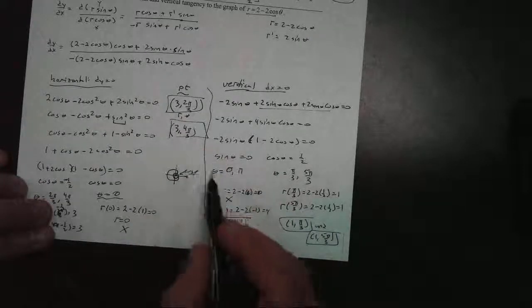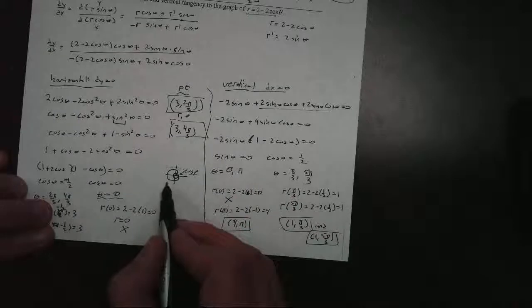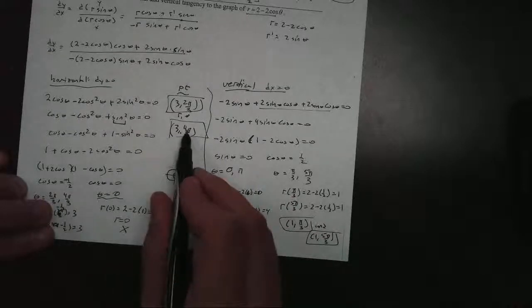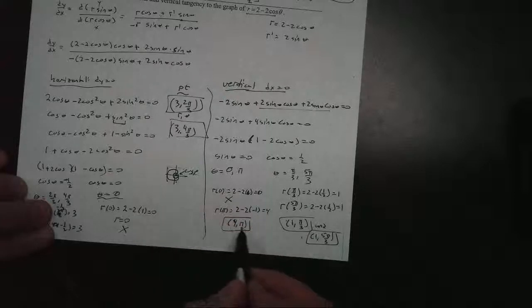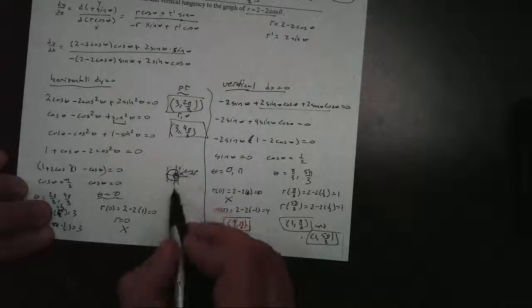So, ready? How many horizontal tangents do we have? Well, where's the slope 0? Here and here. So we expect to get 2. How many vertical? Count. 1, 2, 3. Well, there's my vertical right here, here's my vertical, and here's my vertical. So we do get 3 vertical tangents.